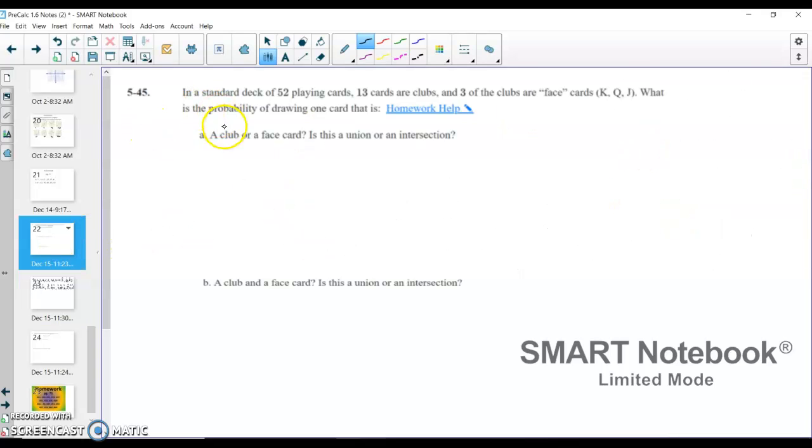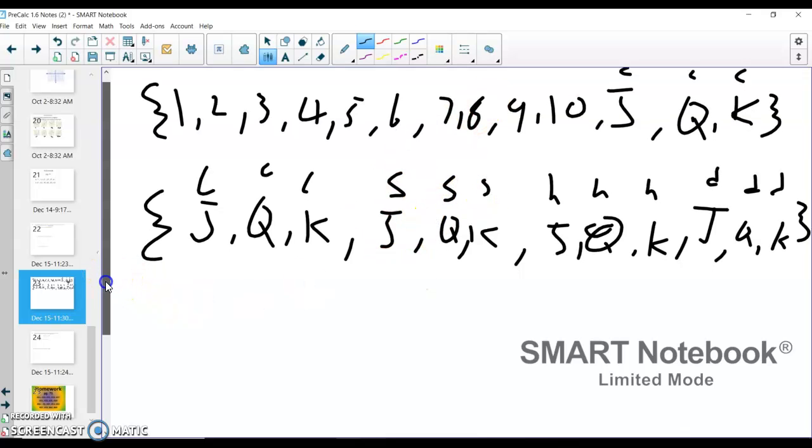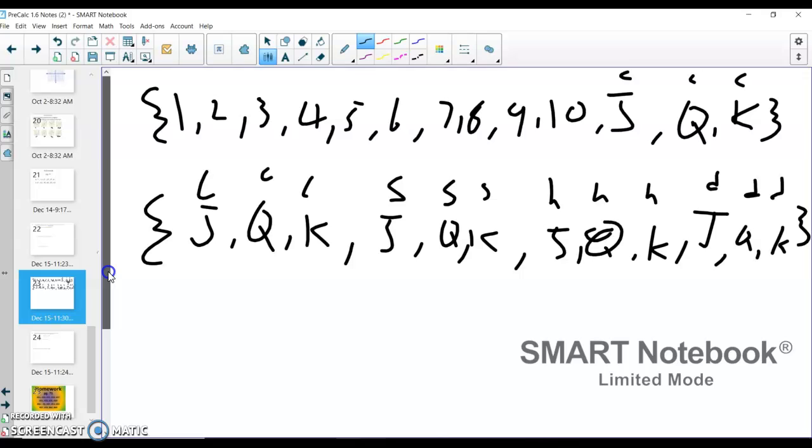Now I'm looking for the probability that I get a club or a face card. And remember, or is going to be the union. So I want the union of these two sets, saying that I pull a card from either the first set or the second set. And really when it's a union, I combine the two sets and just do not repeat the intersection or the ones that repeat in both sets.